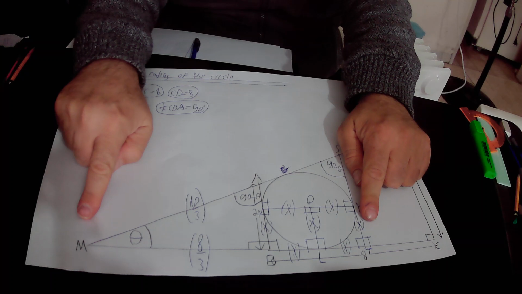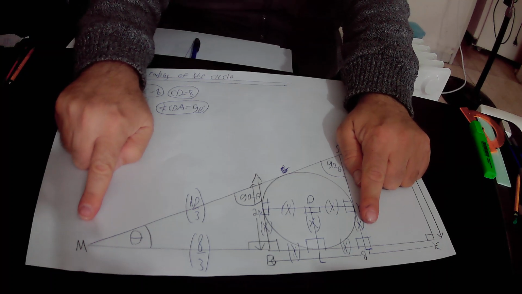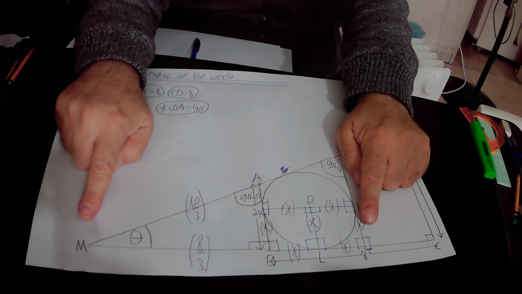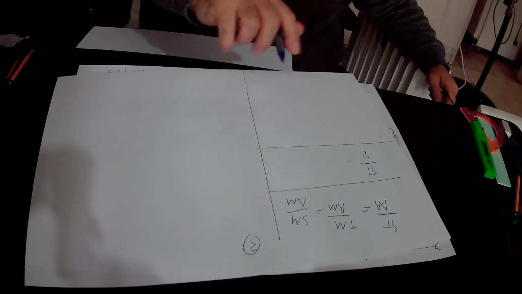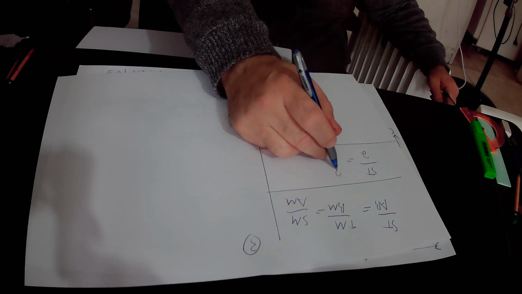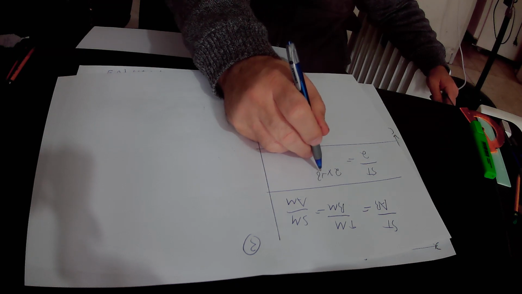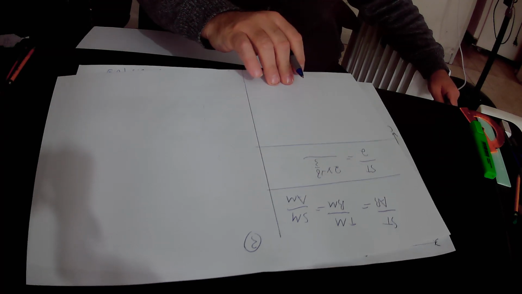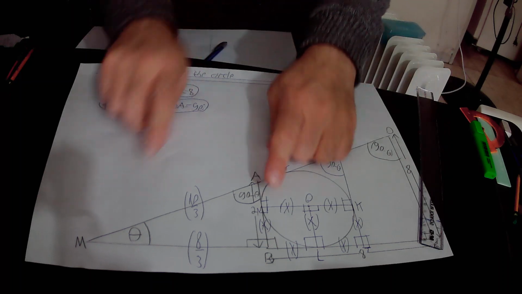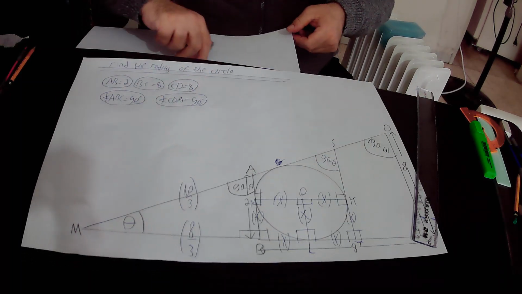What is the length of TM? From the drawing it is very easy to see that TM equals x plus x, that is 2x, plus 8 over 3. So in total, TM equals 2x plus 8 over 3. So we substitute TM by 2x plus 8 over 3, and we have to divide it by BM. BM equals 8 over 3.